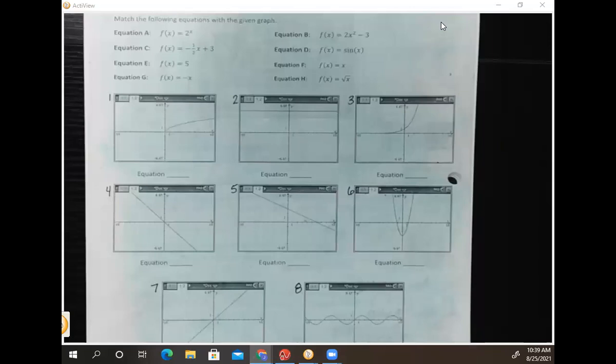Mm-hmm. 8. Yep, 8 has that sort of oscillating up and down. Kind of similar to what we saw the other day with our graph story, where he was doing the bench press up and down, up and down. That's graph 8. So that would be a sine graph.